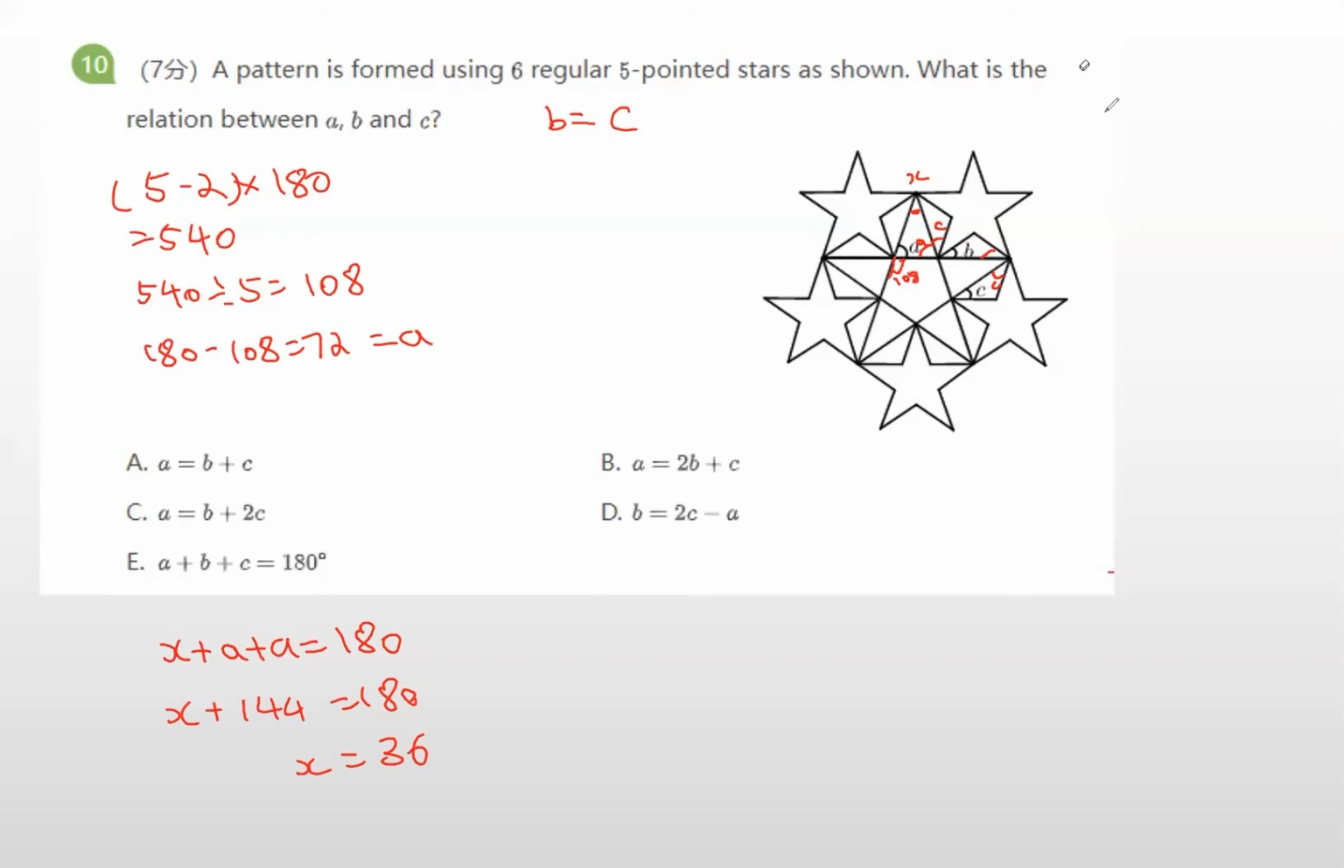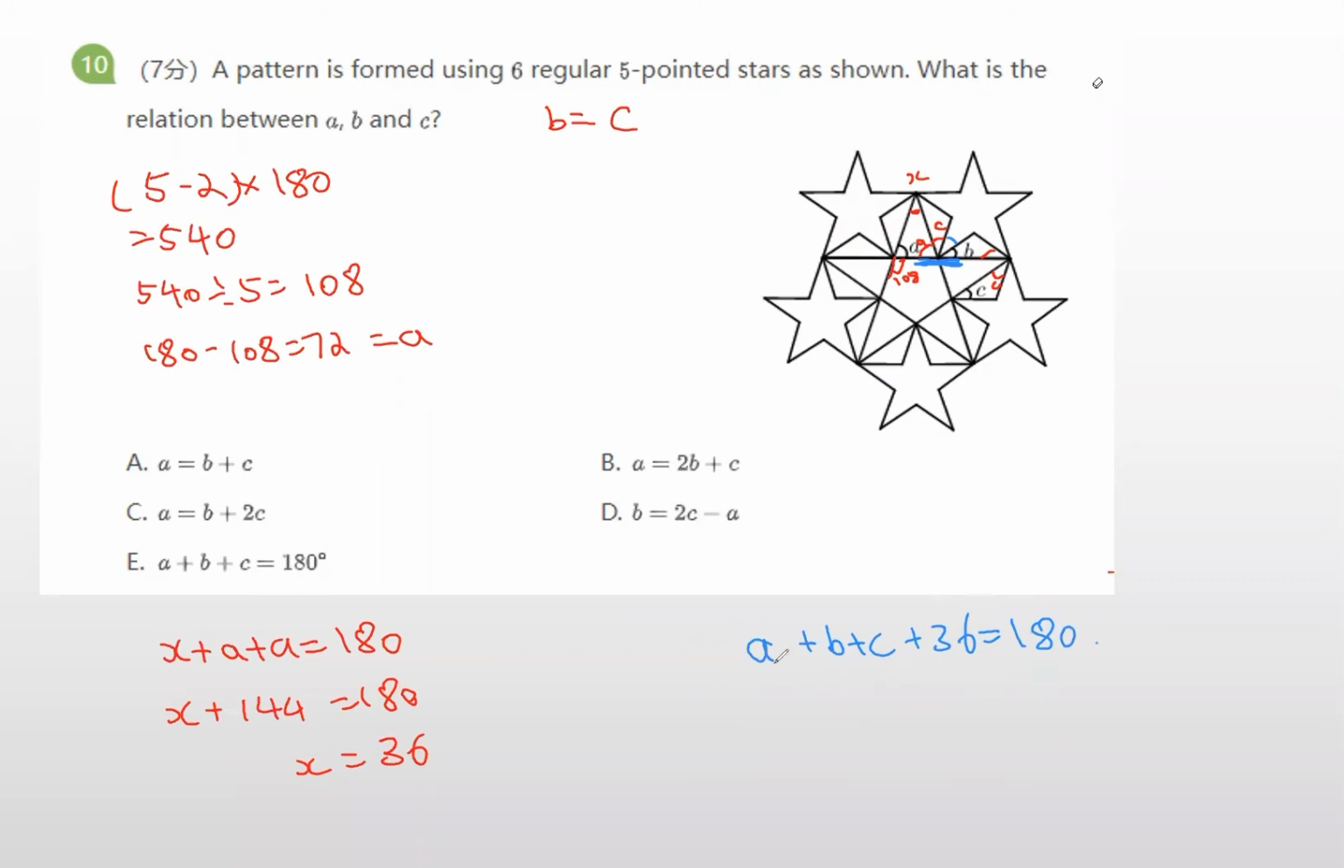Now we can look at this part. I can't use a highlight, so I'm going to use another color. So let's look at this straight line. All the angles here add up to 180 degrees as well. But here we got A plus C, and B and C are the same. So we can just write A plus B plus C plus the pointy part. And we know this is a regular star, so the pointy part is always 36, which gives us 180 degrees. Am I right?